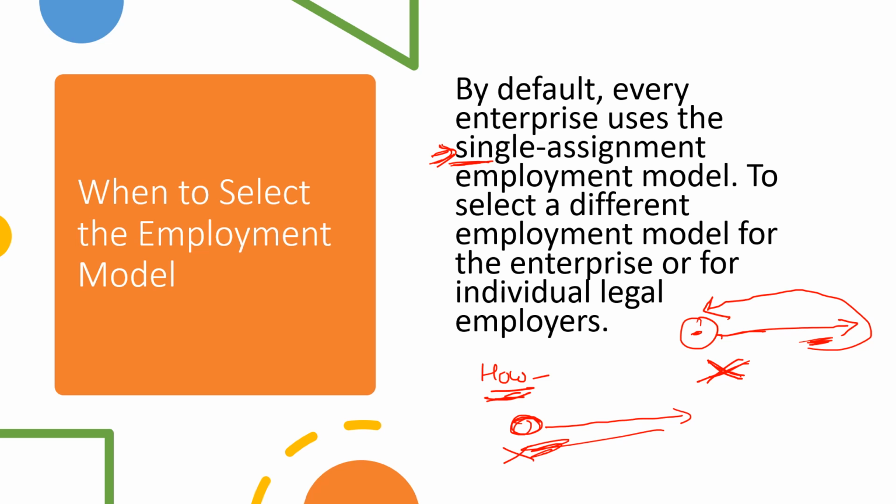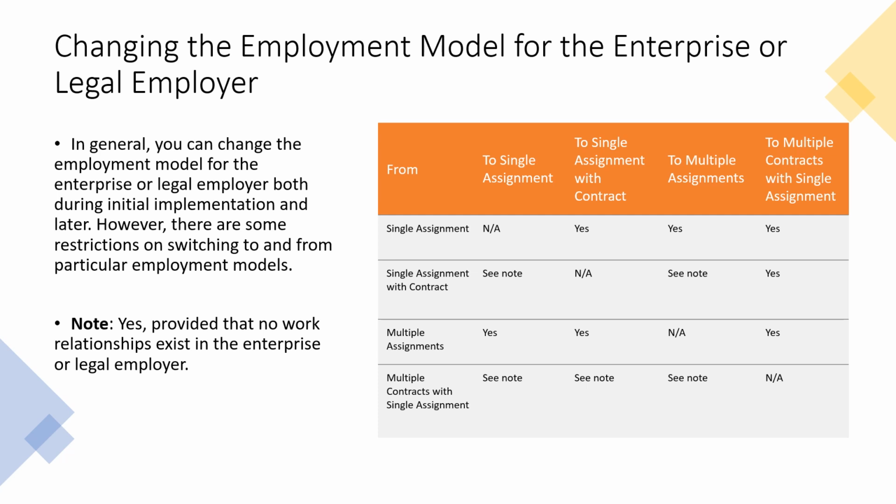The same applies when selecting the employment model. We should know what we can and cannot do. If I am selecting a single assignment by default, what does it mean? That I can go and choose any of the others. If I initially selected the single assignment and later decide I want the single assignment with contract, yes, you can do this. Later, if I decide I want the multiple assignment, yes, I can do it. Later, if I decide I want multiple contract with single assignment, yes, you can do it.